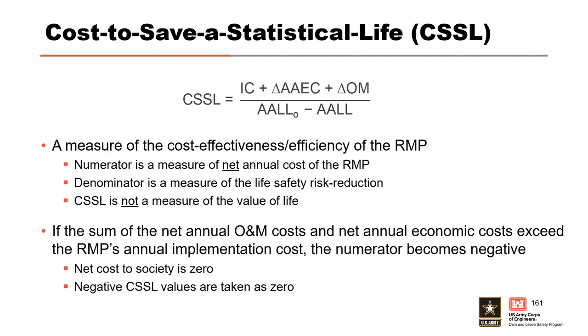The Corps of Engineers uses this in a slightly different way than it was originally developed because we calculate it for every measure, but traditionally it is not calculated or considered until risks are first reduced to tolerable levels. In that application, it is used to determine if measures to further reduce risks below tolerable levels are justified.